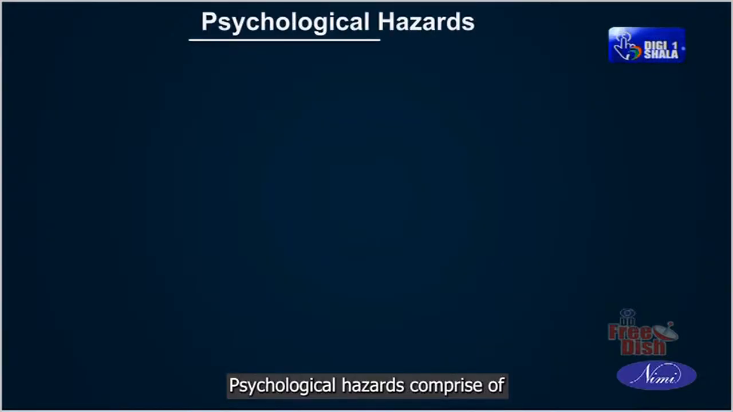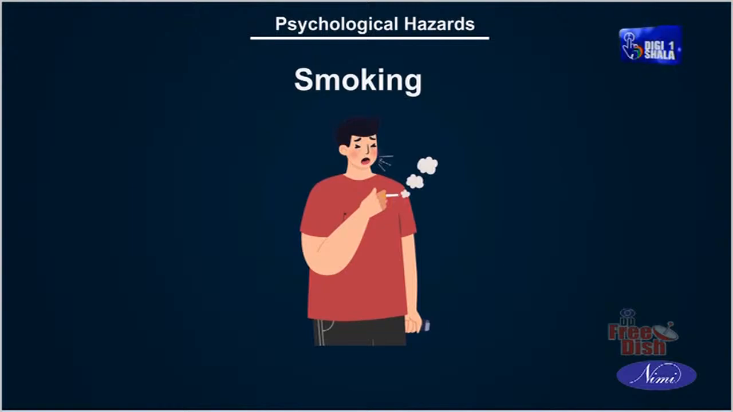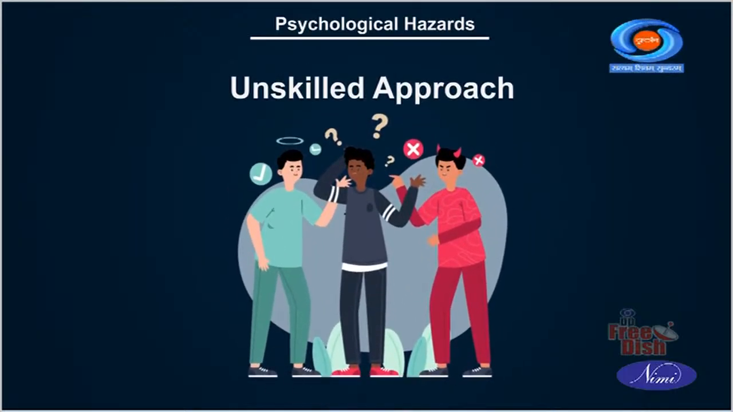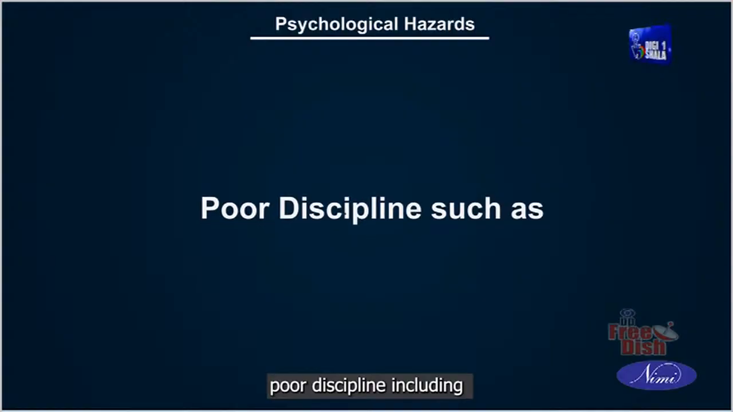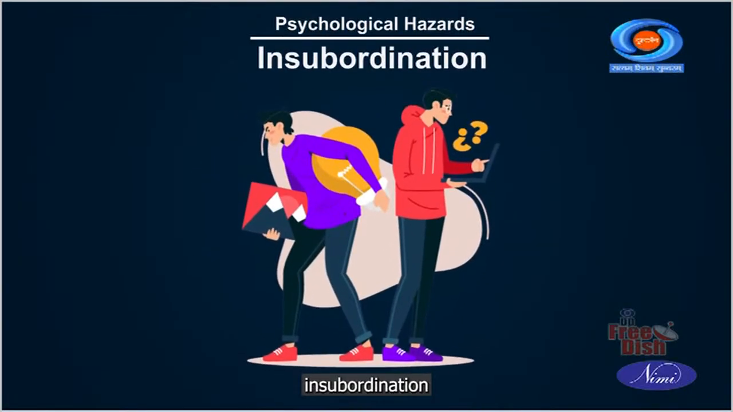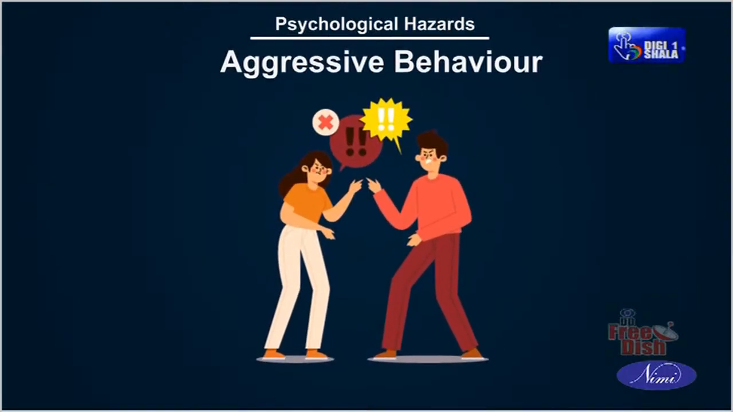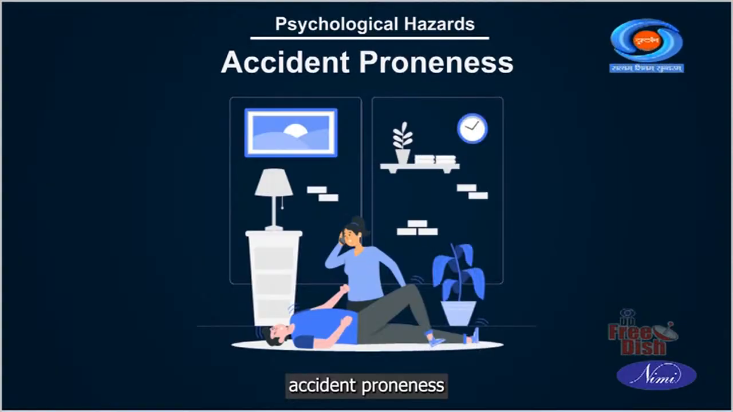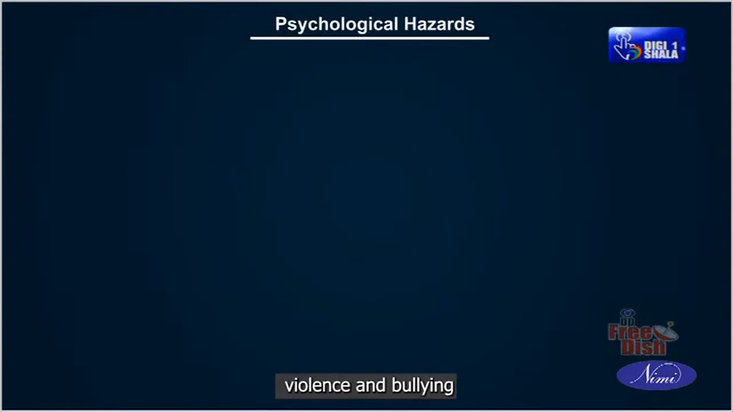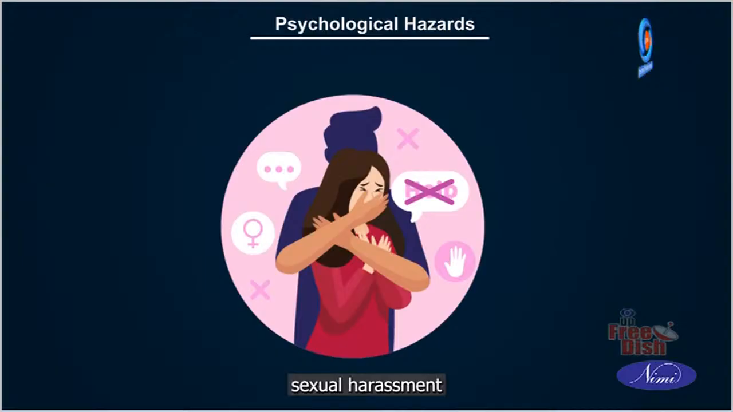Psychological hazards comprise wrong attitude, smoking, alcoholism, unskilled approach, poor discipline including absenteeism, insubordination, aggressive behavior, accident proneness, emotional disturbances such as violence and bullying, sexual harassment.